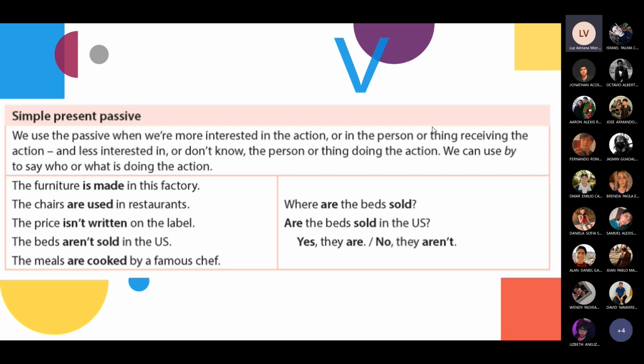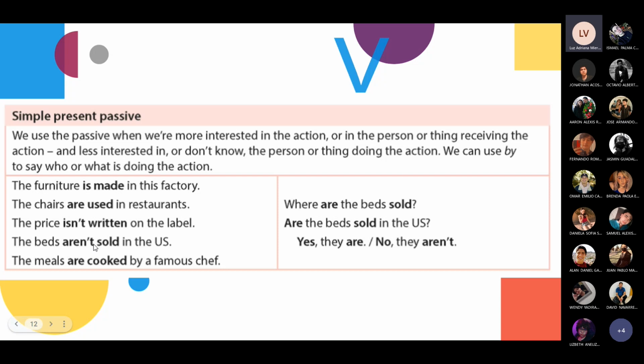So here we have some examples. For instance, we can have the furniture is made in this factory. You are stating that this particular furniture, you're not saying who is the person producing it. We're not giving details of who is in charge of making the furniture in the factory, but just the fact to know that it is done, right, in that factory.